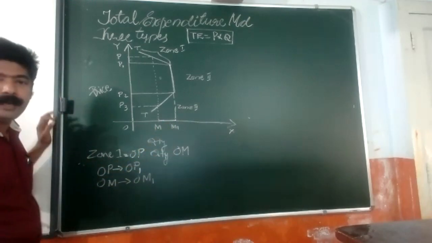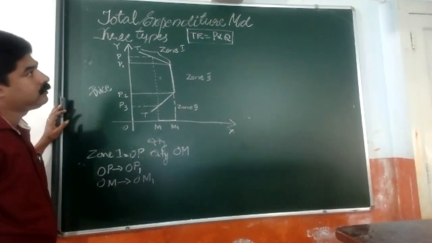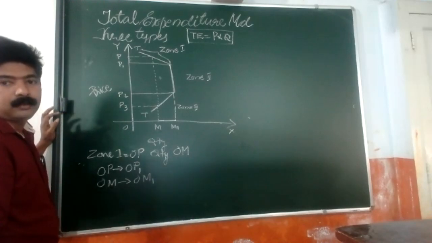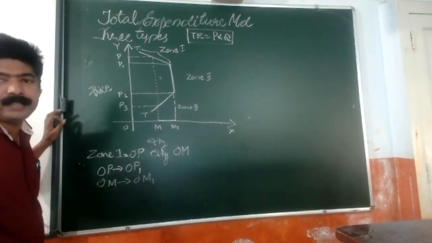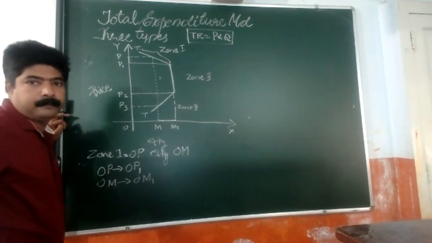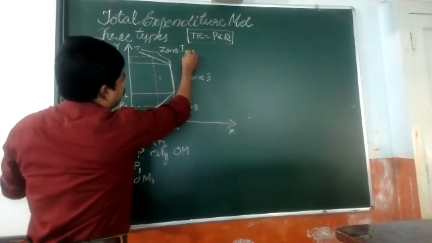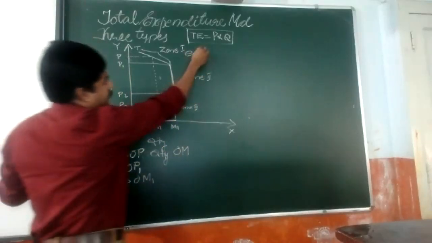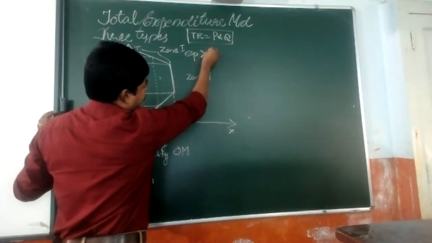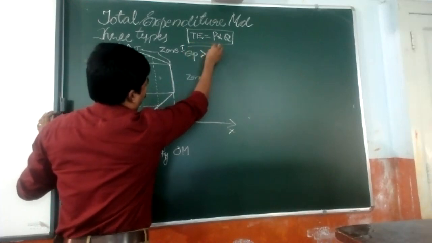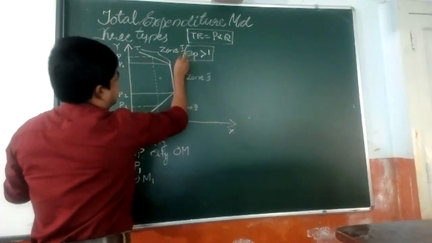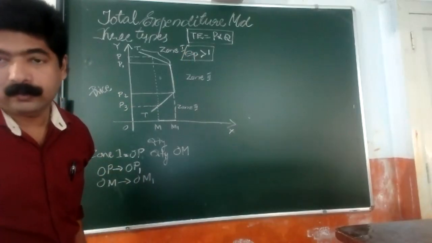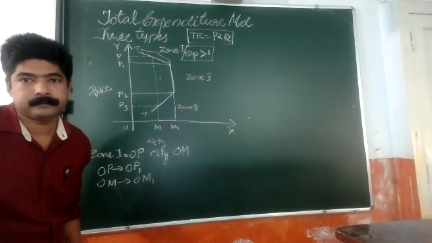Yes. So what is the value in zone 1? Is it greater than, less than, or equal to 1? It is greater than 1. Elastic. Zone 1 is elastic, greater than 1. Is that clear?